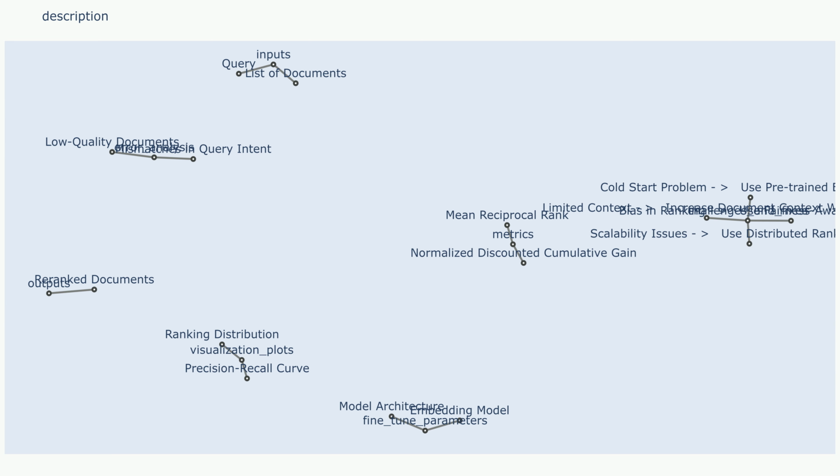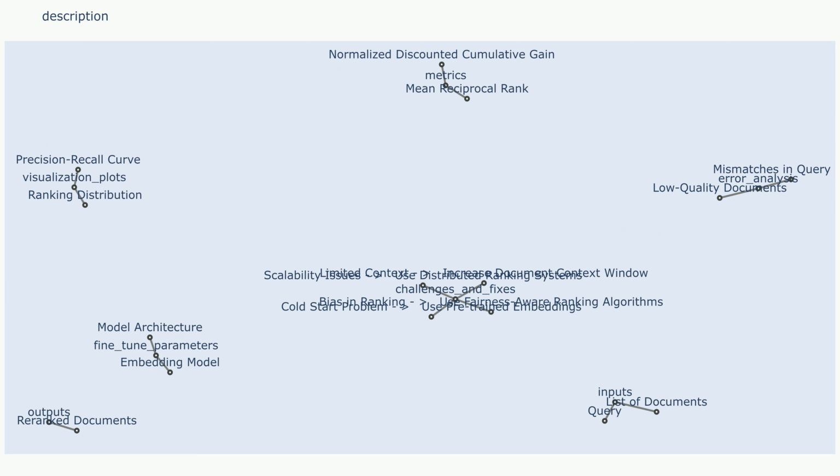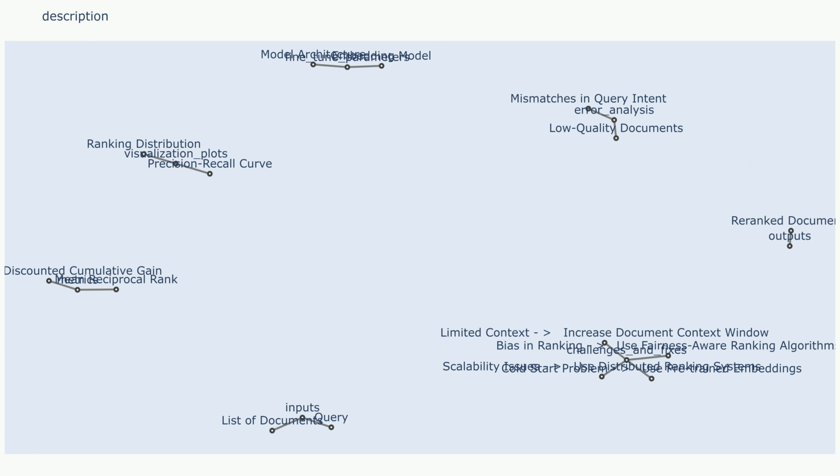Fine-tune parameters. Learning rate controls the step size used during model training. Batch size controls the number of samples used in each training iteration. Epochs, the number of times the entire training dataset is used to train the model.